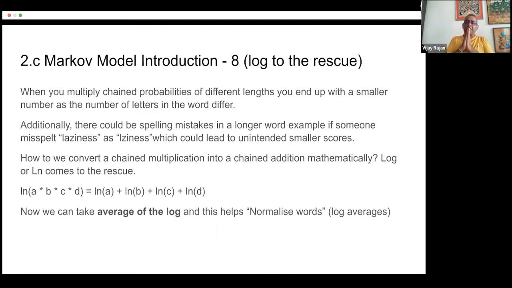And the answer to that is logarithm. You've got to understand the power of logarithm in data science.